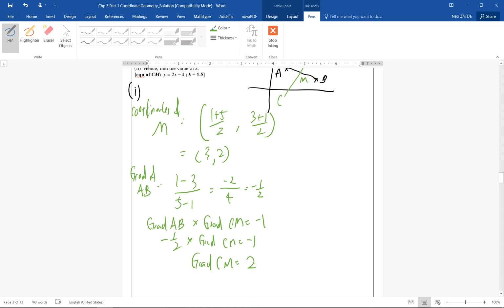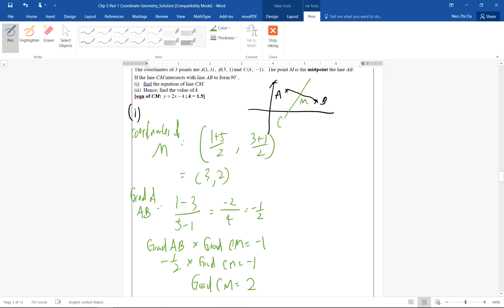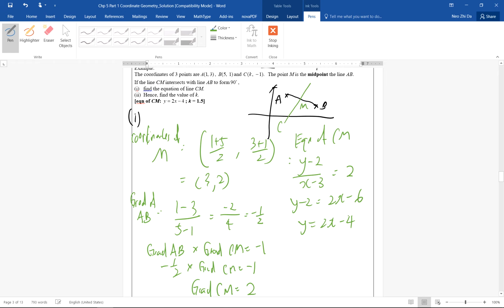Okay. Now, with this information, immediately, equation of CM: y minus 2 over x minus 3 equals 2. Cross multiply: y equals 2x minus 6 plus 2, so y equals 2x minus 4. Hence, find the value of k.